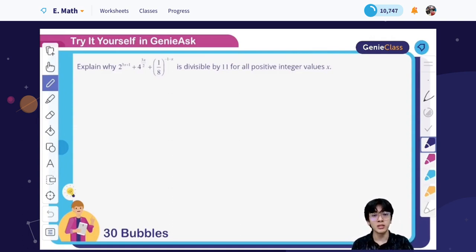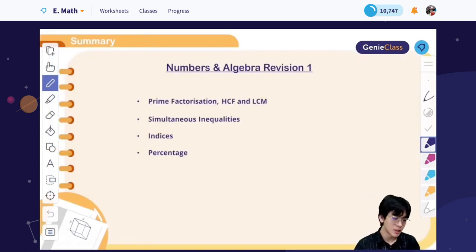Laws of indices, we need you to practice. You can only master it if you practice it enough. So go ahead and do this question. 30 bubbles up for grabs. And this is the summary.